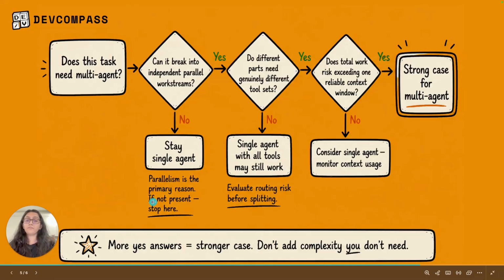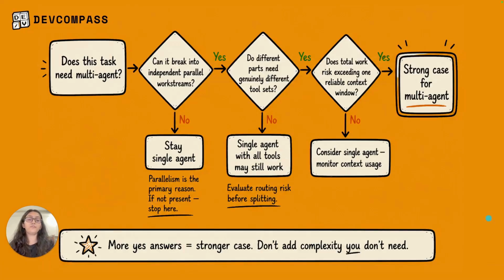But before we end, we need to figure out the decision framework. Not every problem needs multiple agents, like I mentioned at the start of the video. In fact, defaulting to multi-agent when you don't need it makes your system harder to debug, harder to maintain, and introduces failure modes that simply don't exist in single agent systems. Look at the decision card on the screen.